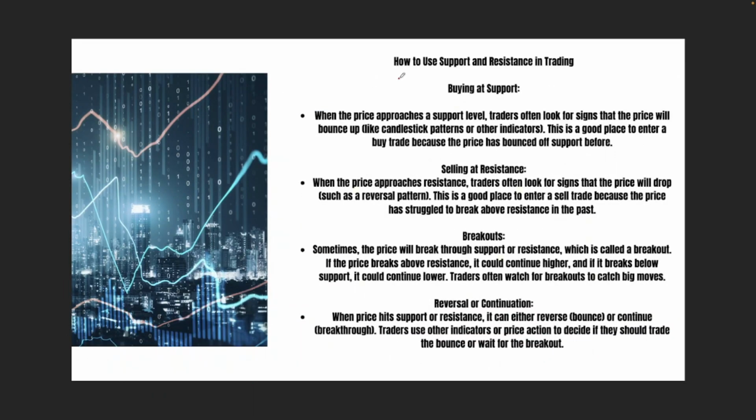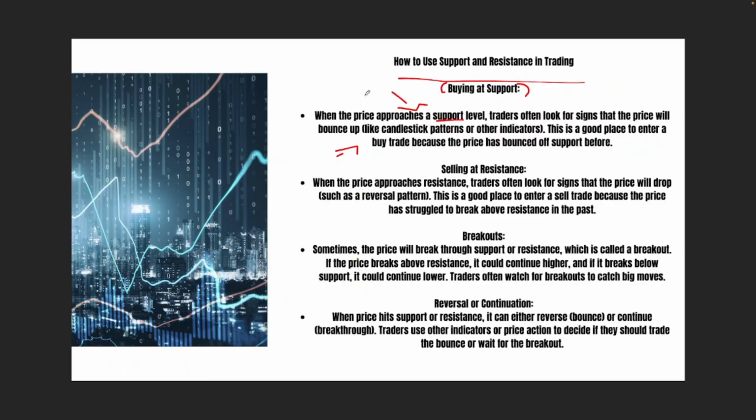Now, how to use support and resistance in trading? So pretty much exactly what we went over, but this is just in writing. Buying at an area of support: whenever price approaches an area of support, this is where you are going to be looking for signs that price will bounce back to the upside.